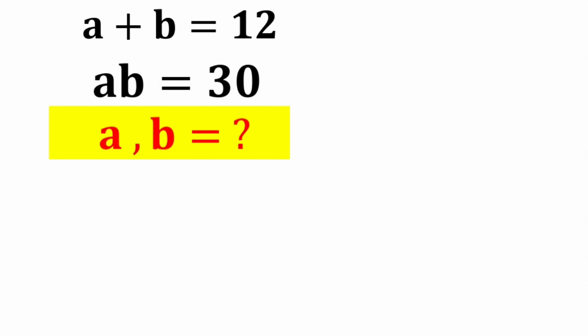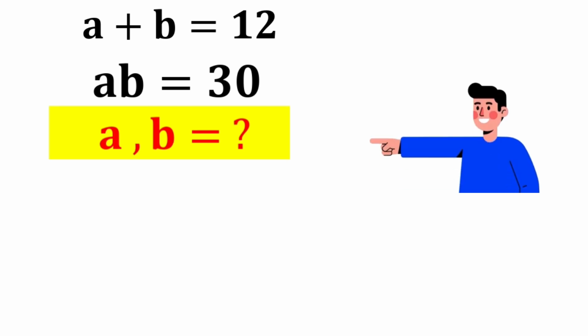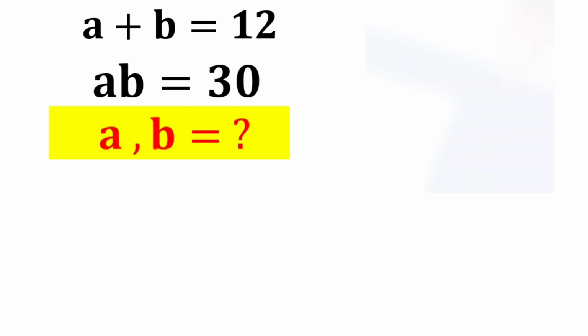Hello everyone. Today we have solved an interesting math Olympiad question, which is a plus b is equal to 12, ab is equal to 30, and (a, b) is equal to what? How to solve this interesting math problem? So this is our first equation and this is our second equation.